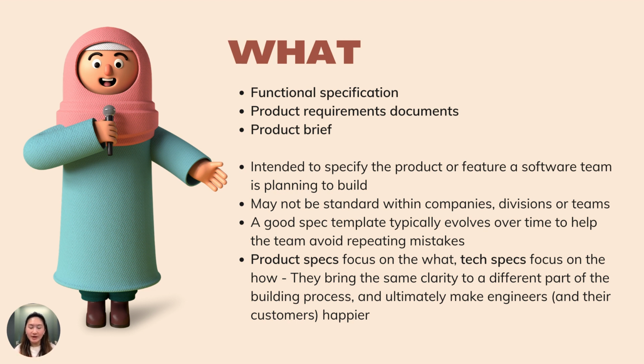And you might hear that there are two kinds of specs, a spec that PMs write and also what engineers write. So a product spec is what typically a PM would write, and that focuses on the what. A technical spec or a design doc, sometimes it's called, focuses on the how. They bring the same clarity to a different part of the building process, but ultimately they all make engineers, PMs, the whole team, and our customers happier.